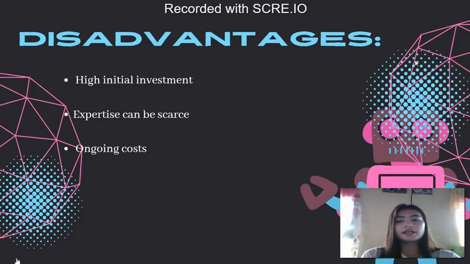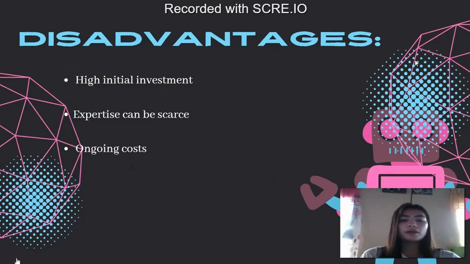Second is expertise can be scarce. Industrial robots need sophisticated operation, maintenance, and programming. While the number of people with these skills is growing, it is currently limited. As a result, it's important to consider the personnel investment you need to make to bring in that expertise or upskill your existing staff to take on the task.